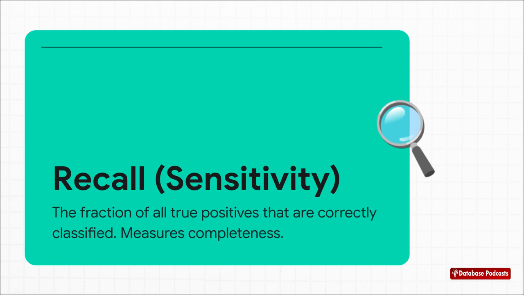And rounding out the big three is recall, which is all about completeness. This one asks, of all the things I should have found, how many did I actually catch? High recall is absolutely critical when you can't afford to miss anything. Think about something like medical screening. You want to find every single potential case.